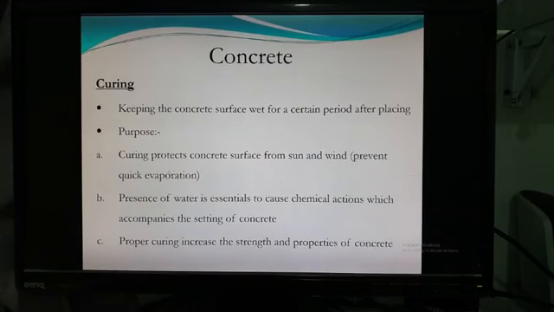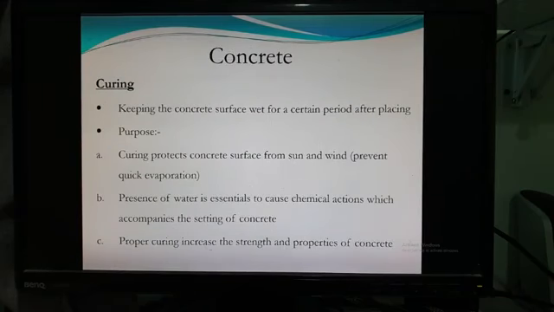So the surface needs to be protected from the sun, from the wind. So that's why we usually see on site the workers put in all these wet rags and whatnot to protect the surface of the concrete. This is mentioned already.